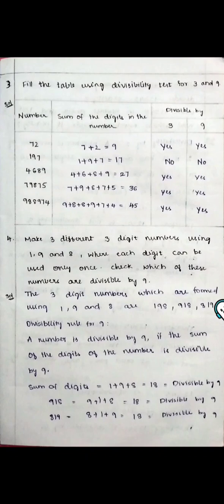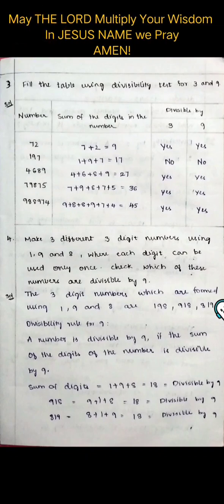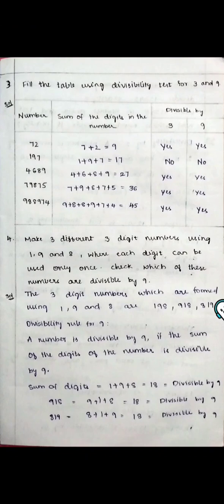79875. If we add 79875, we get 36, and we get 36 in 3 table as well as in 9 table. So it is divisible. The 79875 number is divisible by 3 and 9. If we add 988974, we get 9 plus 8 plus 8 plus 9 plus 7 plus 4, we get 45, which is divisible by 3 and 9. So we can say that the number 988974 is divisible by 3 and 9.